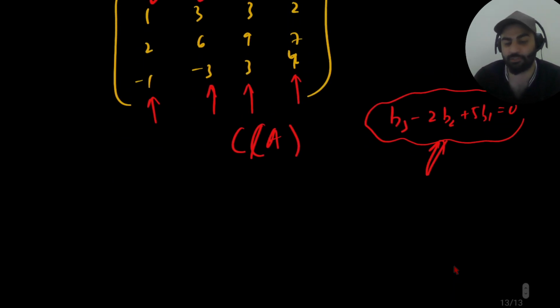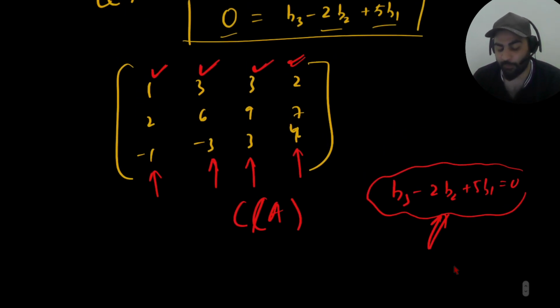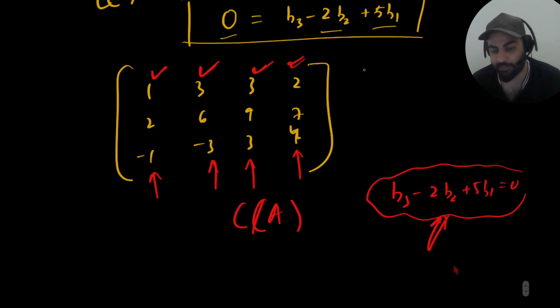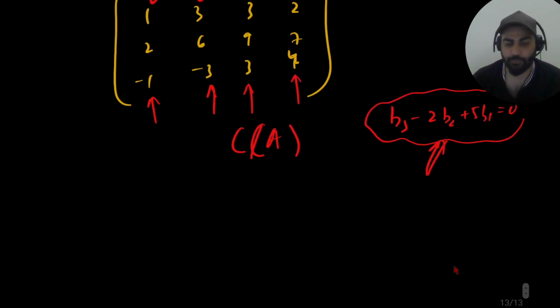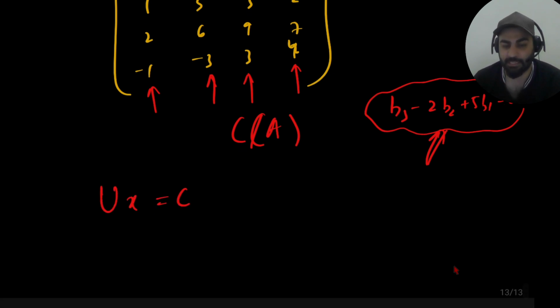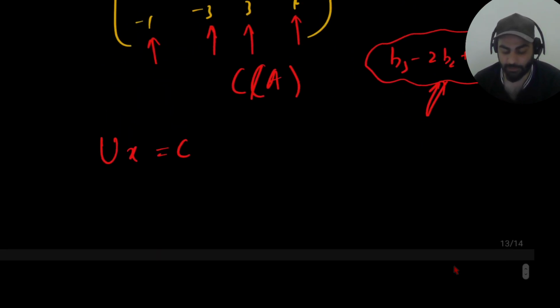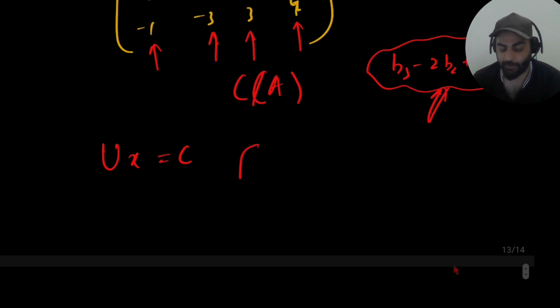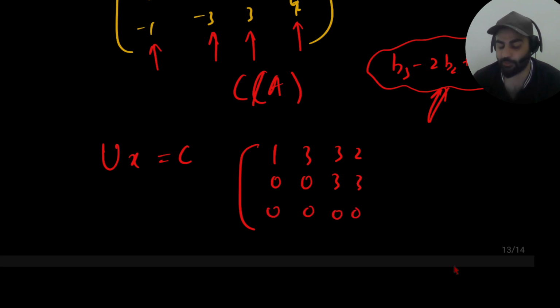We saw what the solution of the null space is. In the null space we got some solutions. Now we need a complete solution. So we are saying Ux = c basically tells us that if we say [1 3 3 2; 0 0 3 3; 0 0 0 0] is our U, then our x is (x1, x2, x3, x4).